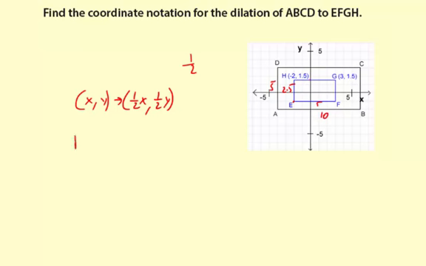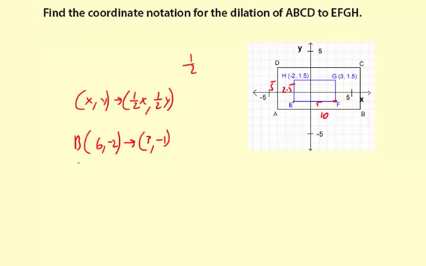So coordinate B is 6, -2, and that maps to, so if we're going to apply this transformation, 1/2 times 6 is 3, and 1/2 times -2 is -1. So it should be that B maps to 3, -1, and that's where point F is, so absolutely. Okay, that's correct. Let me try one more.